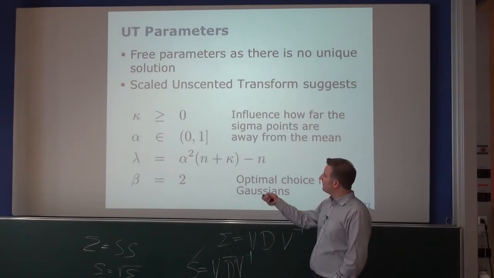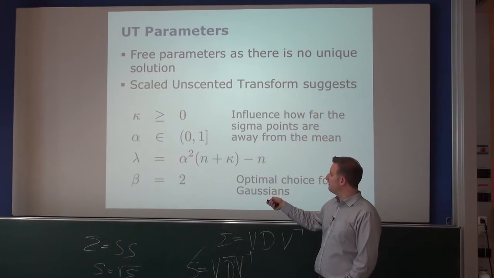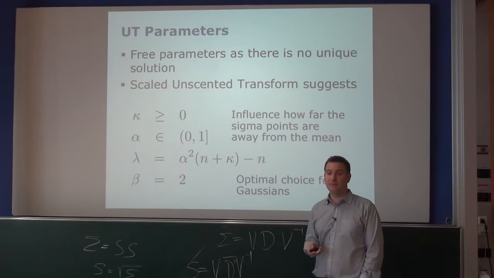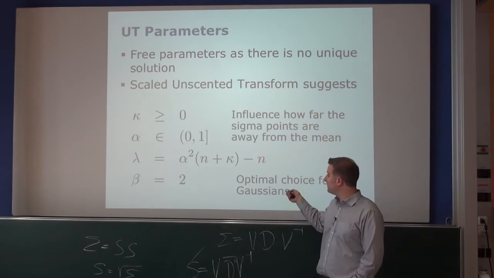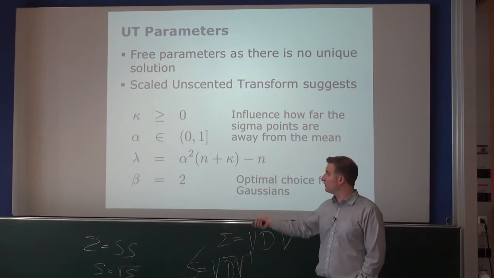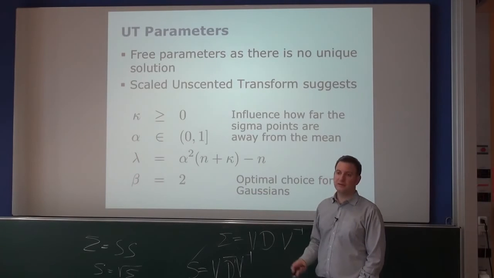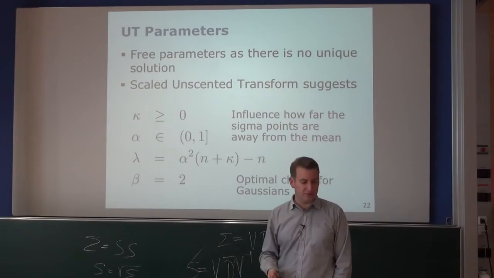And then we have our term lambda. The lambda, again, depends on this value alpha. It depends on n, and the value kappa. You can choose any value bigger or equal to 0. N is the dimensionality. So it's a strategy with which you can set all the parameters that you need to set, and then you can apply the unscented transform.